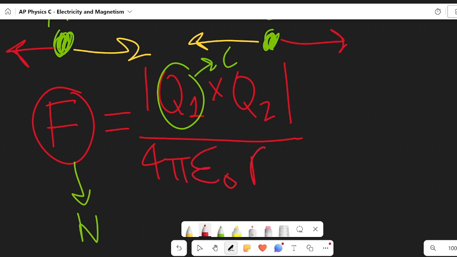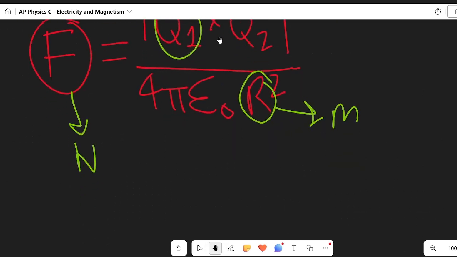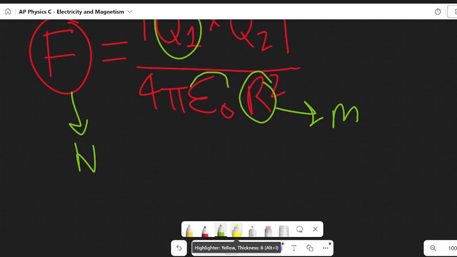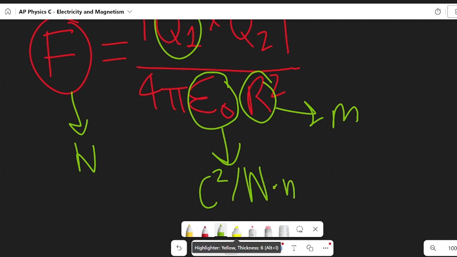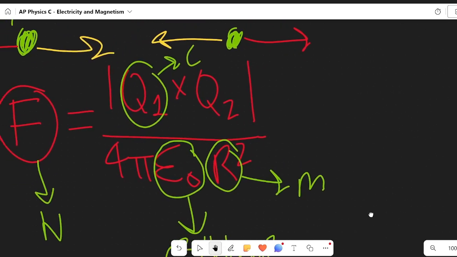Divided by 4 pi E naught R squared, right? And R in this case is distance, which has units of meters. This E naught constant that is right here is called the permittivity of space, and has units of C squared divided by newtons times meters squared, right?